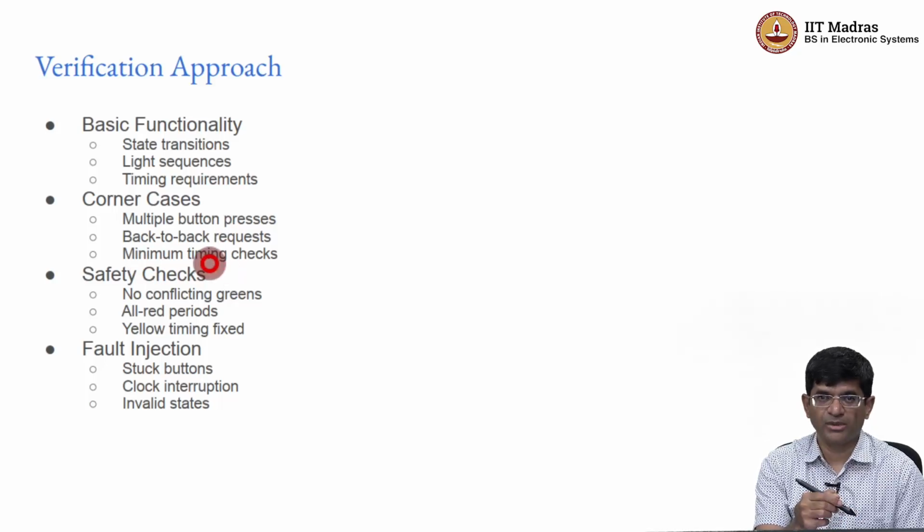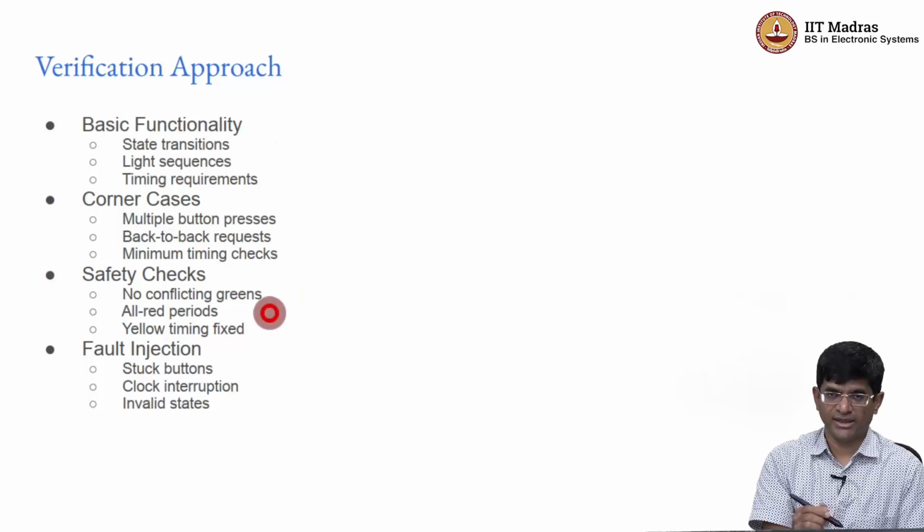Once again, some kind of minimum timing checks. Are you able to ensure that each of the signals is on for a certain amount of time before you turn it off? Safety checks, ensuring that there are no conflicting greens. You cannot have green on both the north, south and east, west at the same time. There should be a certain amount of time for which there is an all red signal. The yellow timings should be fixed and so on.